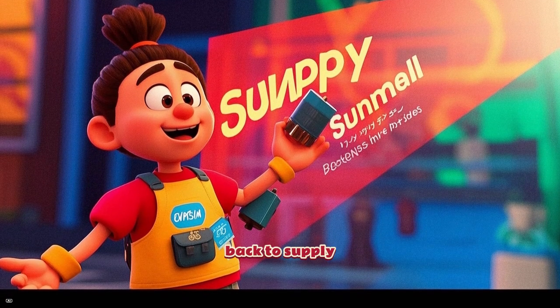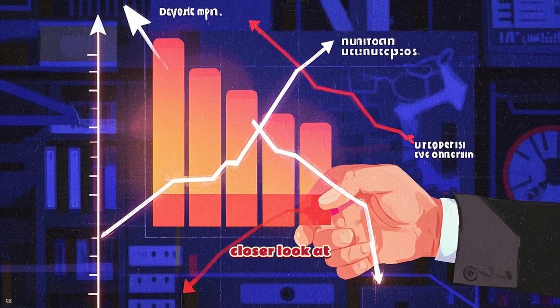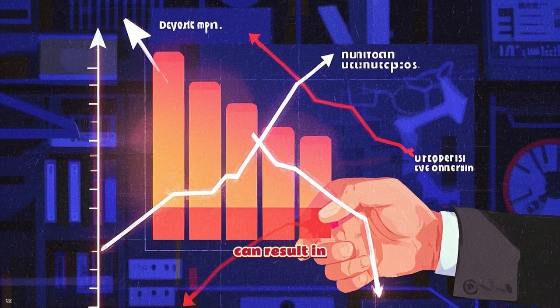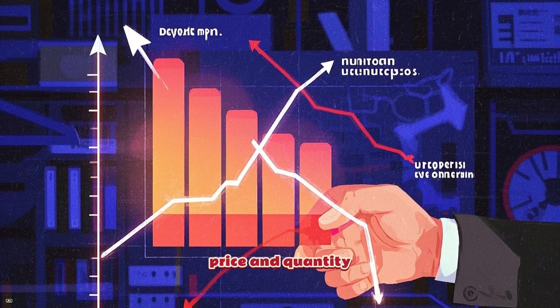Now let's get back to supply and demand. Let's take a closer look at the factors that can cause shifts in supply and demand, which can result in changes in the equilibrium price and quantity.